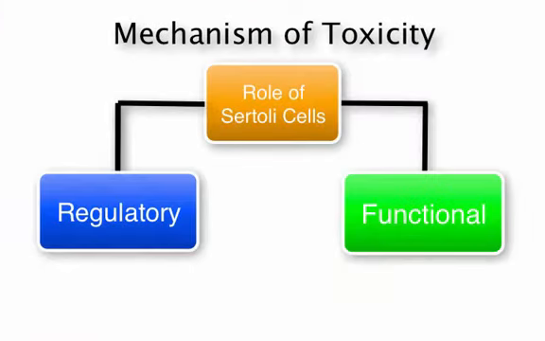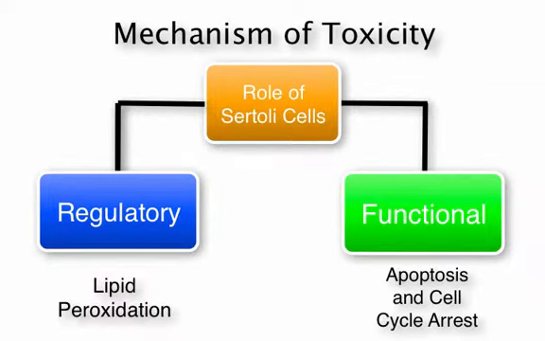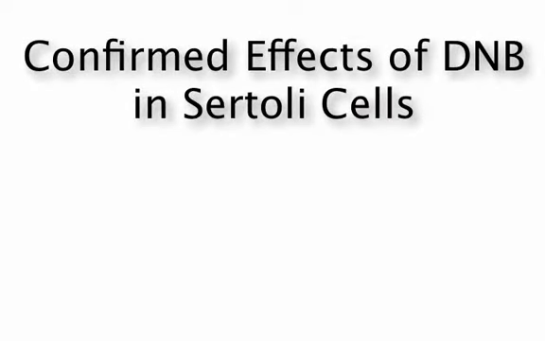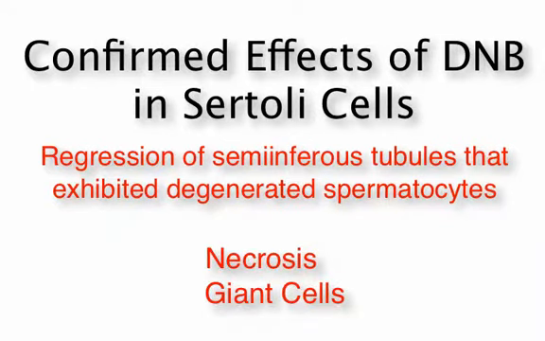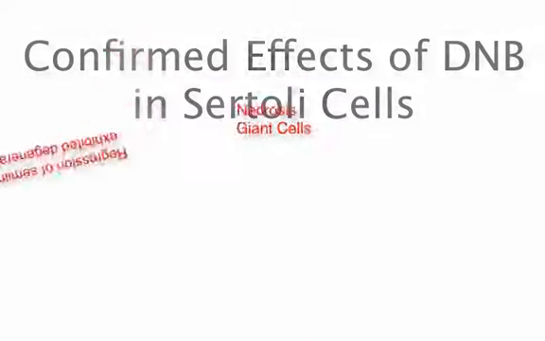The combination of regulatory and functional mechanisms of toxicity from dinitrobenzene lead to lipid peroxidation, apoptosis, and cell cycle arrest, ultimately leading to the destruction of Sertoli cells. Numerous studies confirm that the effects at the cellular level were regression of seminiferous tubules that exhibited degenerated spermatocytes, formation of giant cells, and necrosis in Sertoli cells.